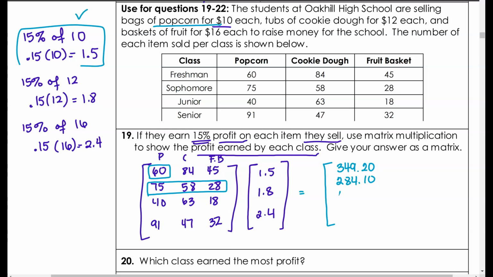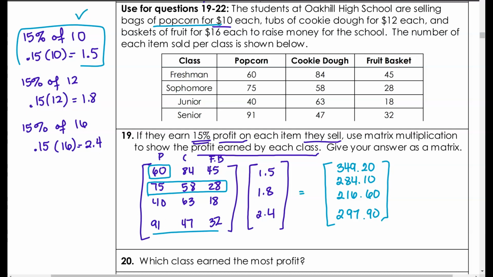Now we're going to take 40 times 1.5 plus 63 times 1.8 plus 18 times 2.4, and we're going to end up with a total of $216.60. And last but not least, we have the last three numbers here of our row. 91 times 1.5, 47 times 1.8, 32 times 2.4, and then summing all of those values together, we get $297.90 as the matrix solution.